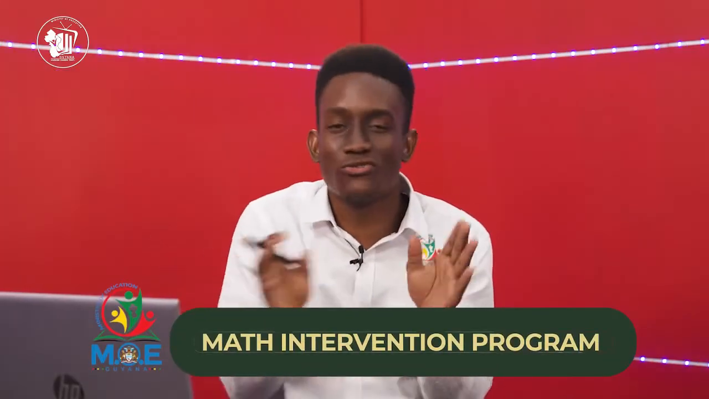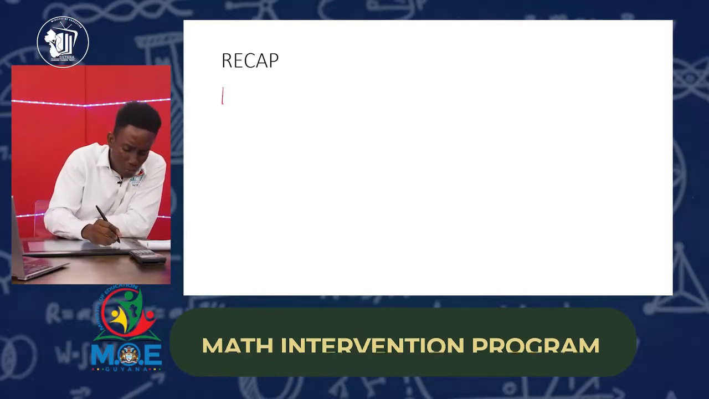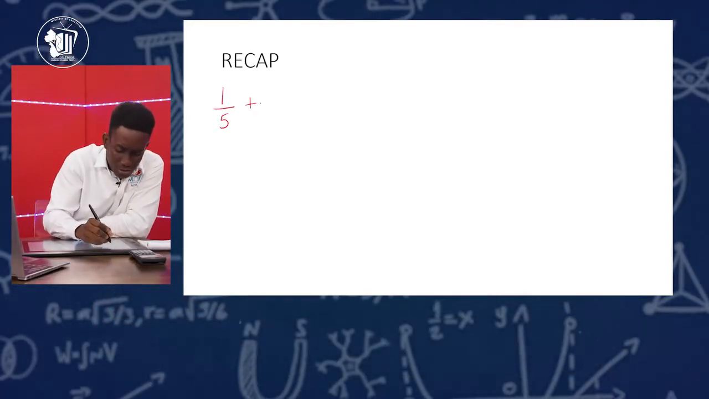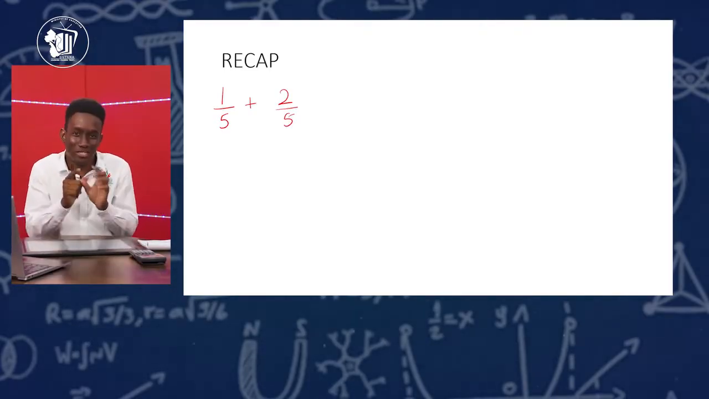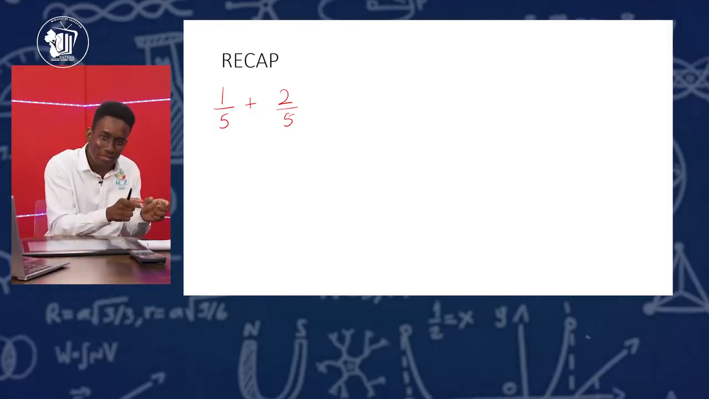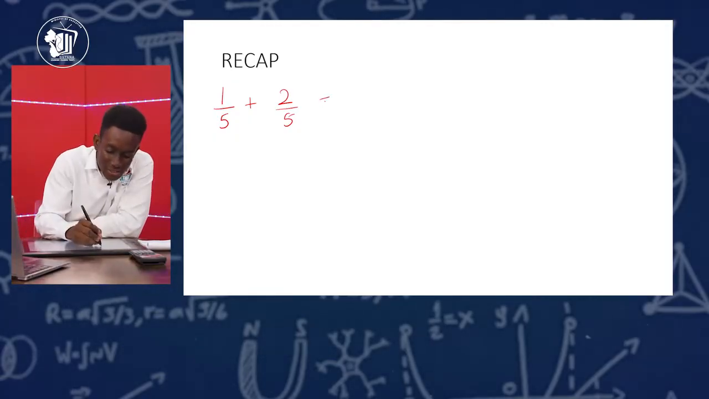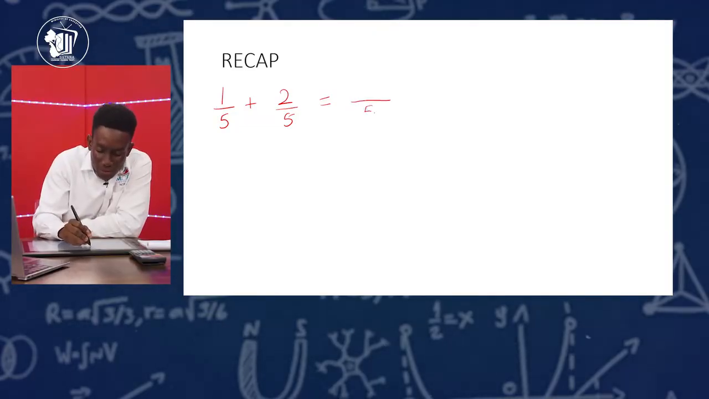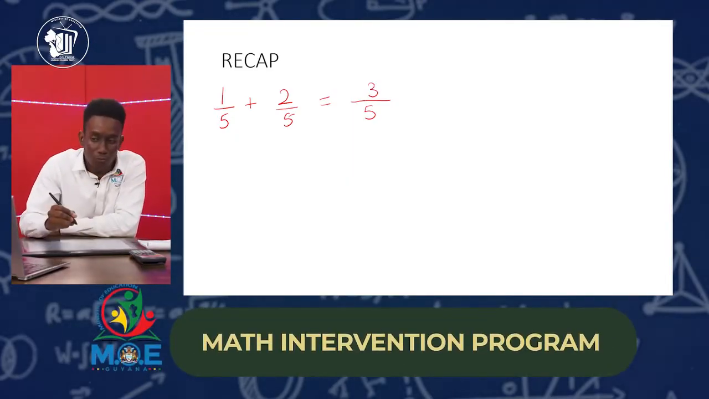So of course, let's recap what you already know about fractions. Forget about algebraic fractions. Let's just focus on normal fractions. Let's say we have 1 over 5 plus 2 over 5. We know when we're adding fractions and the denominators are the same, we simply put back the denominator and we just add the numerators. We add the numbers at the top. So in this case, we see the denominators are the same, so we put back the denominator, which would be 5, and we just add the 1 plus the 2, which would give you 3 over 5.